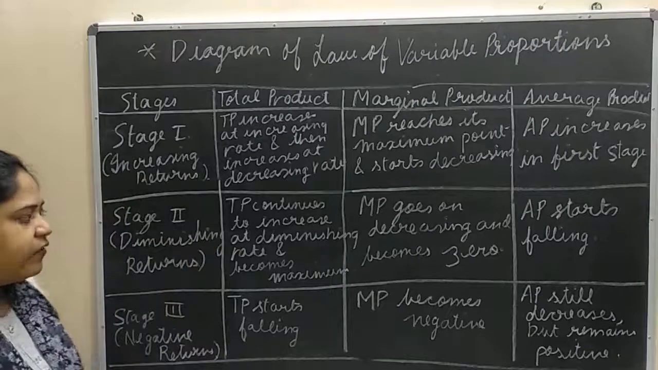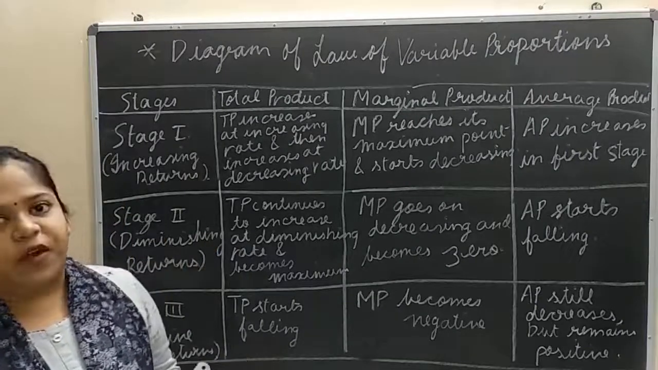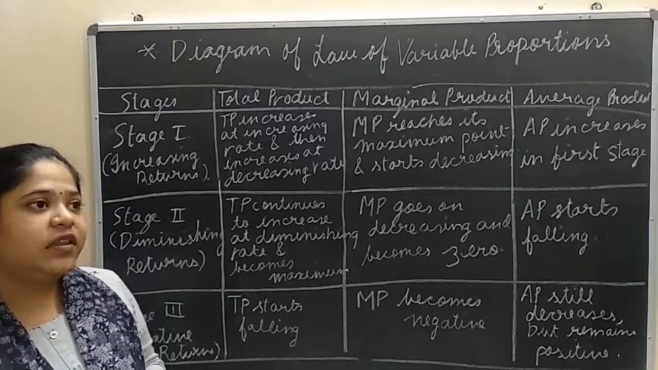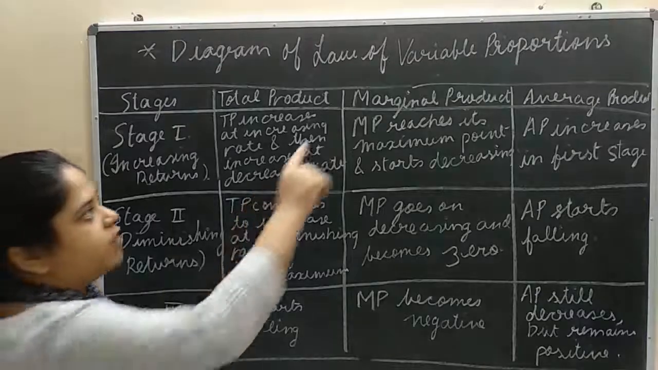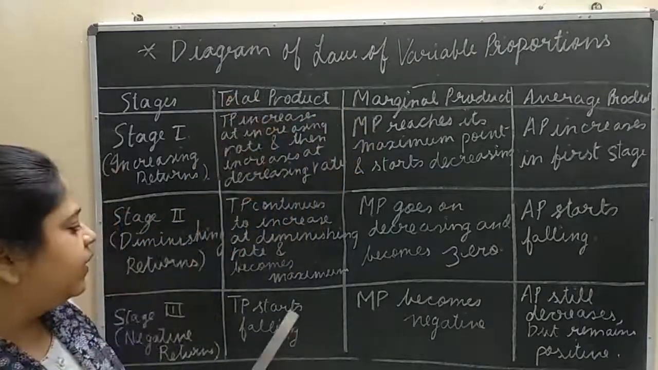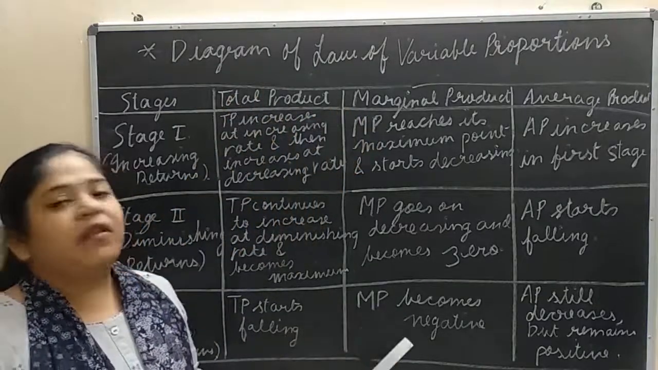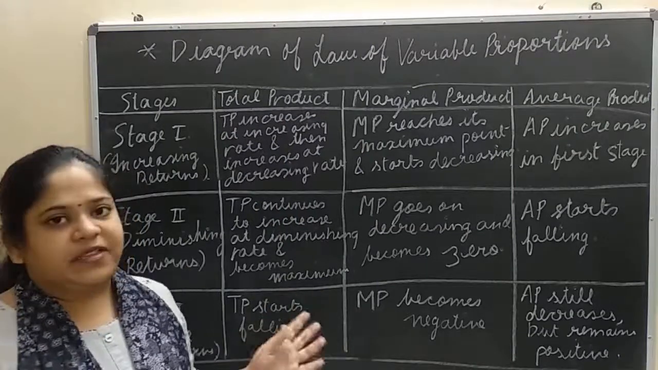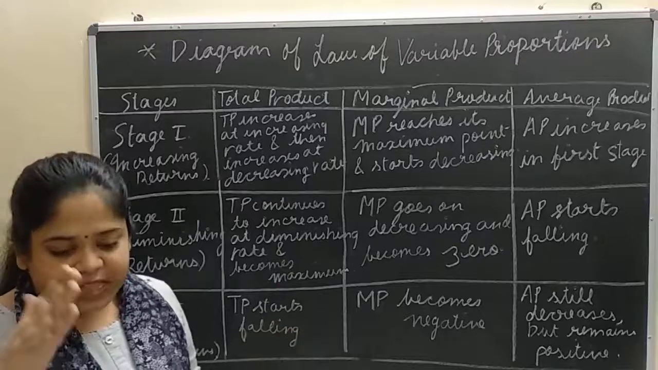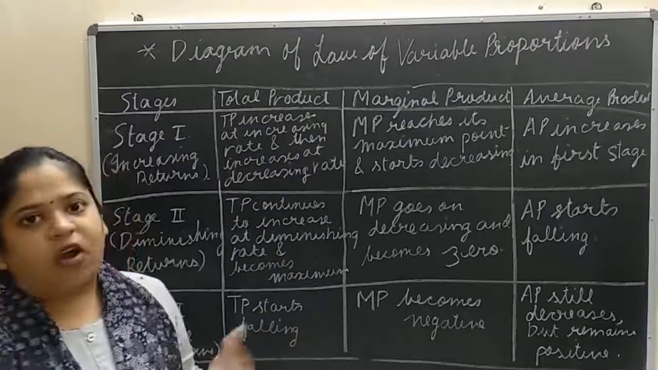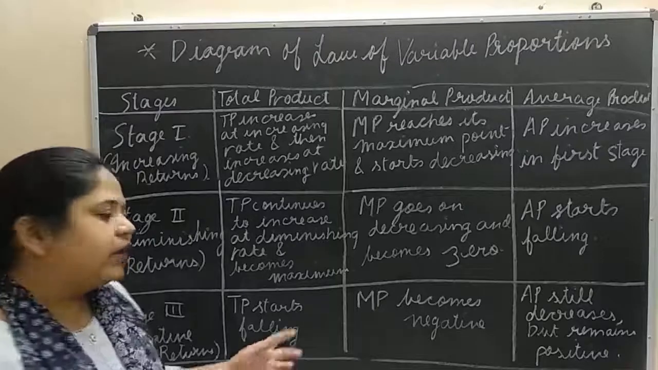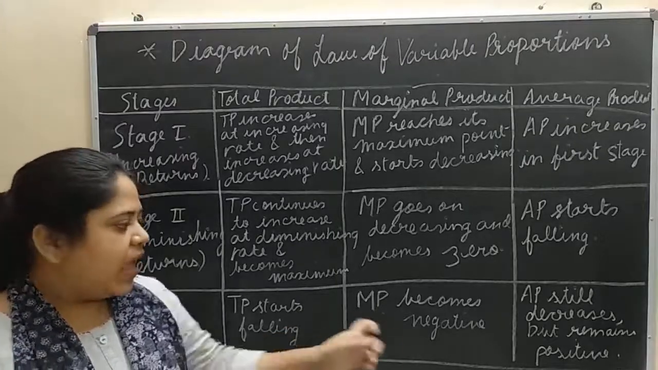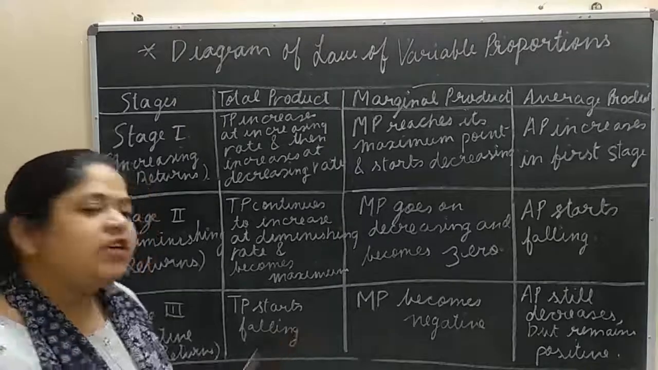Stage 3 is negative returns. TP starts falling. I told you about the third stage. What is the third stage? In the third stage, TP will start falling. You remember the diagram? TP was falling in the third stage. MP will become negative. See, whenever MP is negative, TP is decreasing or falling. So, stage 3 is negative returns. MP becomes negative, TP starts falling.